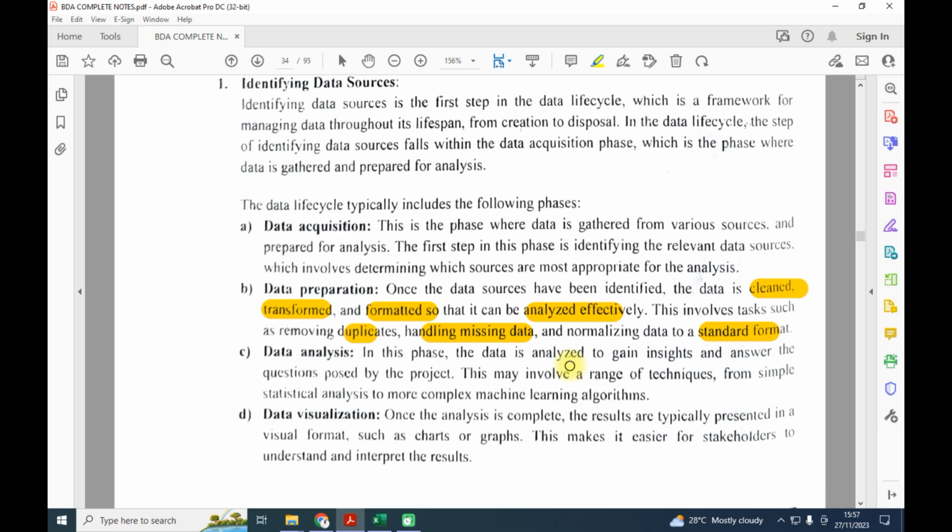After we have prepared the data, we shall analyze it: data analysis. In this phase, data is analyzed to gain insights. The main reason we are analyzing the data is to gain insights and answer the questions posed by the project. Remember, the first thing we did was understand the business, in terms of the problems and the goals. So under data analysis, we are analyzing the data that we have already prepared, so that it will enable us to get insights, answer the questions and make business decisions.